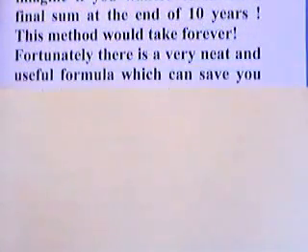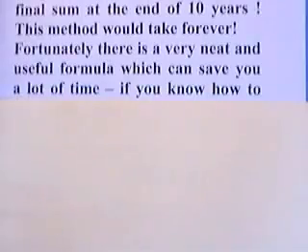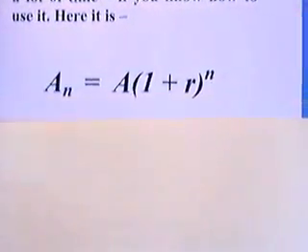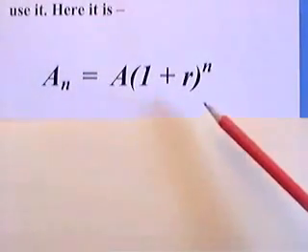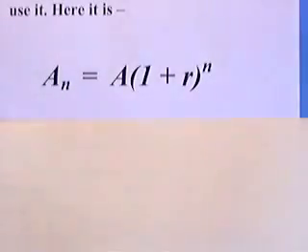That method I showed you would take 10 steps. And let's hope that during those 10 steps you made no arithmetical mistakes. So, is there a quicker method? Well, there is. There's a very, very neat and useful formula which can save you a lot of time. That is, if you know how to use it. Now, this formula looks a bit daunting, but I will explain it in a second. Okay, there's the formula. What a horrible looking thing. In fact, it's very easy to use. Alright, I'm going to explain it right now.